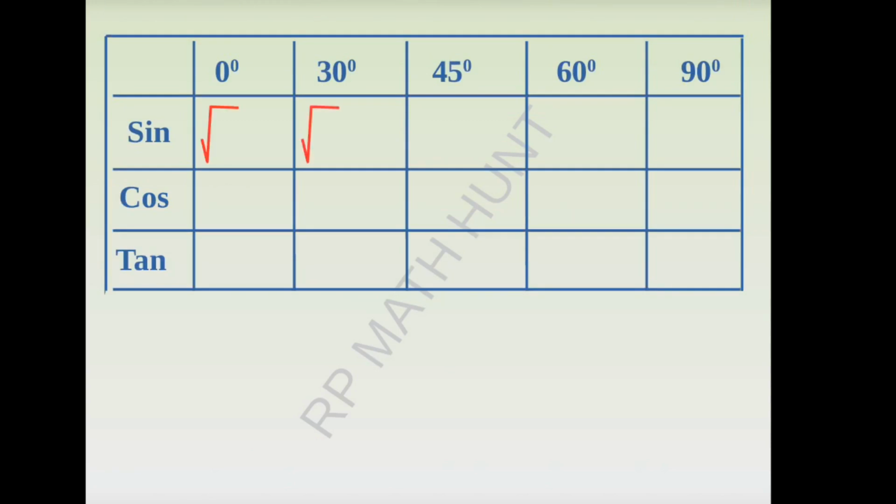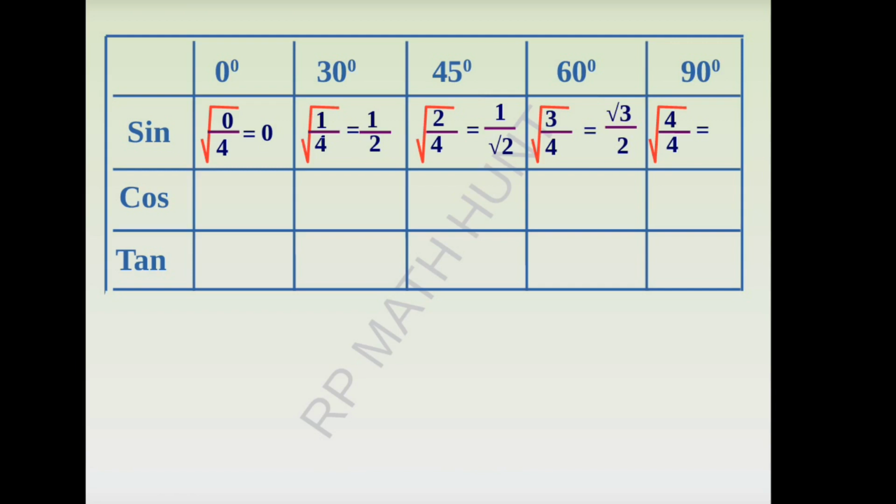Now observe sine. Root, root, root, root, root, by 4, by 4, by 4, by 4, and 0, 1, 2, 3, 4. Now start simplifying it. It is 0, 1 by 2, 1 by root 2, root 3 by 2, and 1. Come on, start writing backwards. In the cos row, we have to write all the sine values in reverse: 1, root 3 by 2, 1 by root 2, which is in the middle so it will be the same, and again 1 by 2, and 0.